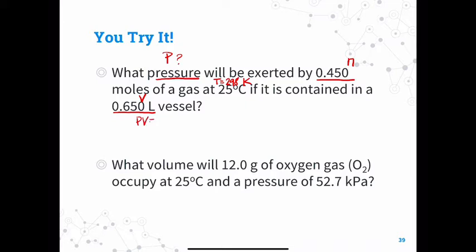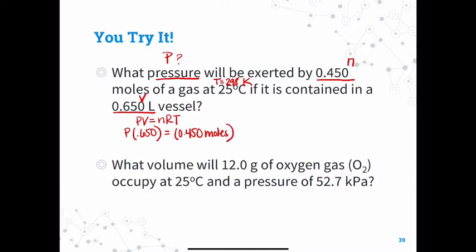So when we set up PV equals nRT, we're going to solve for our pressure, so we'll leave that as P. We've got our volume of 0.650, our n of 0.450 moles.